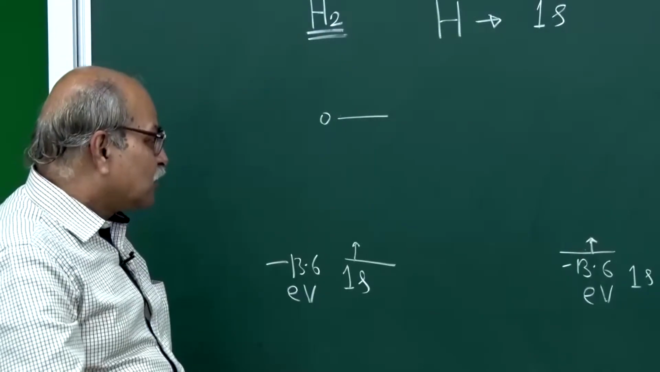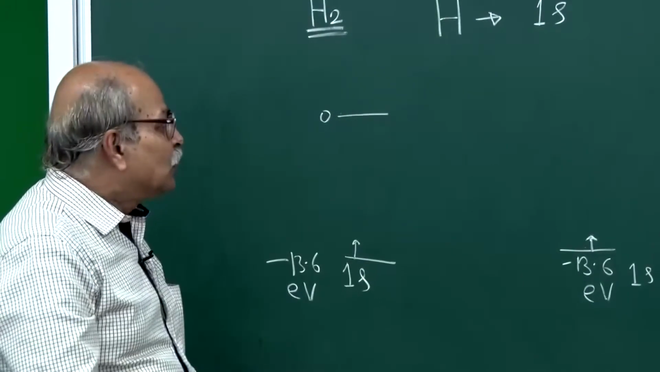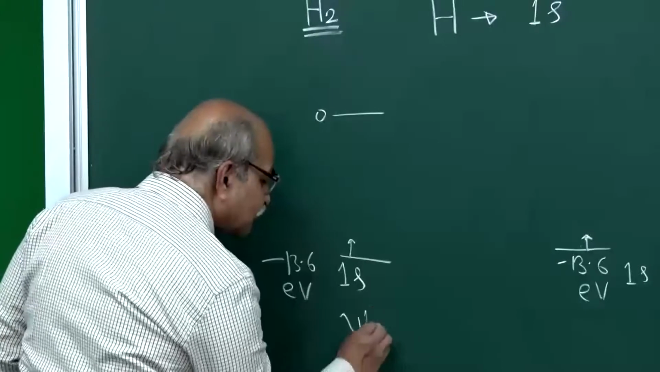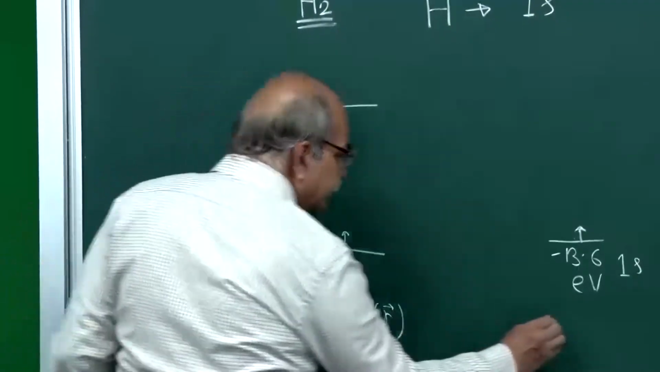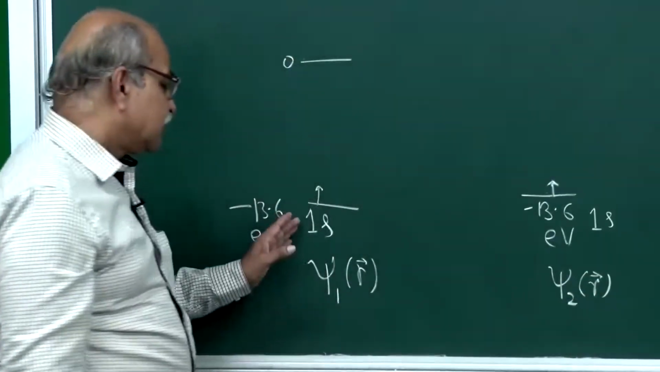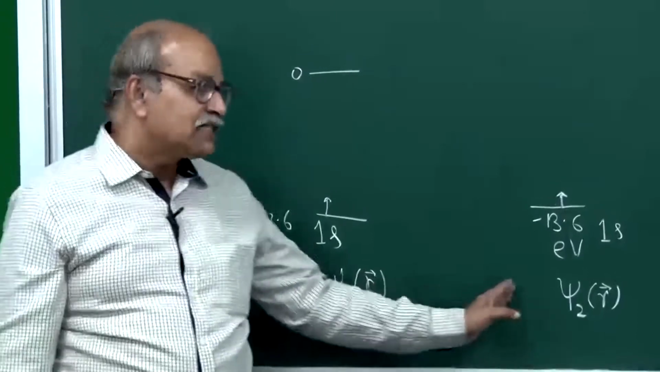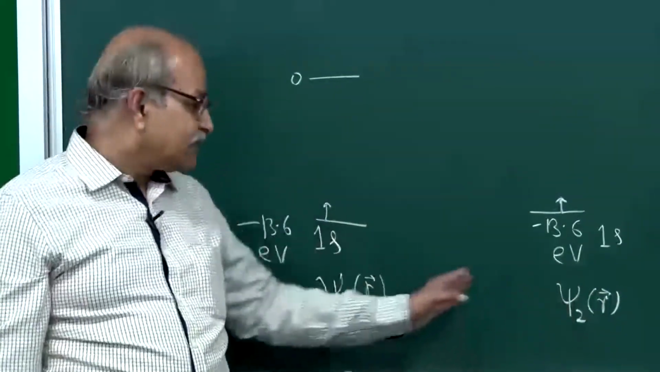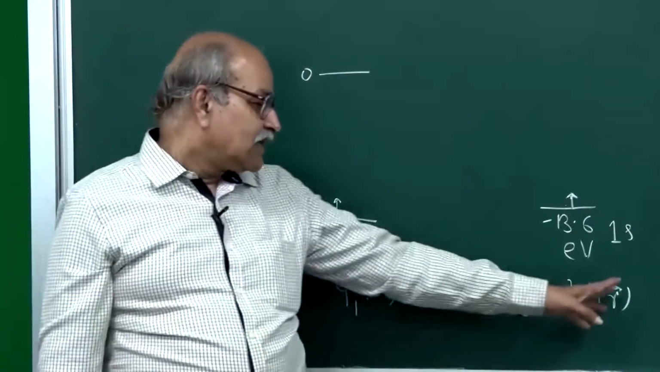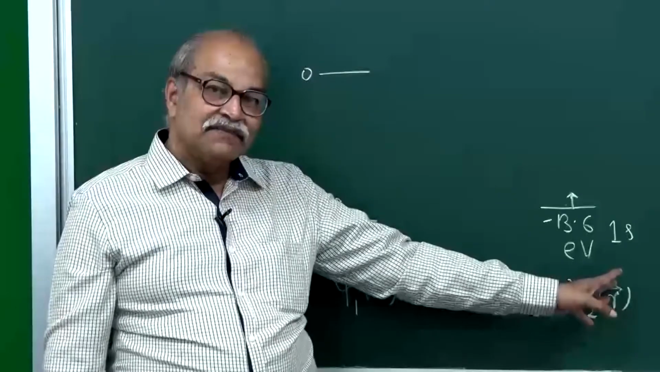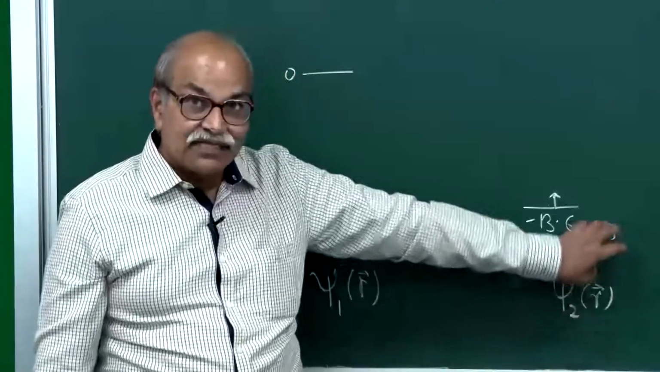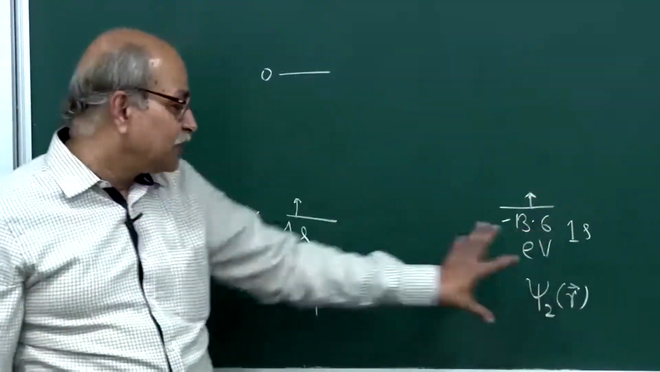Now if they are brought closer, what happens? So the corresponding wave function here is, let us say, psi 1 r, and here it is psi 2 r. What is the difference? Both had 1s. So this functional form is same as this functional form. Only thing is that this r is measured from the nucleus of the first atom and this r is measured from nucleus of the second atom. So but the functional form is same, one is wave function. So that functional form will be the same.